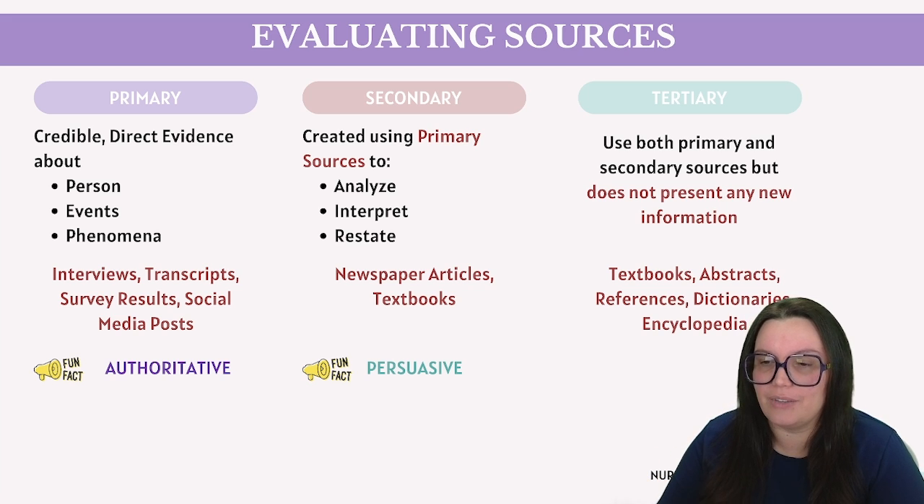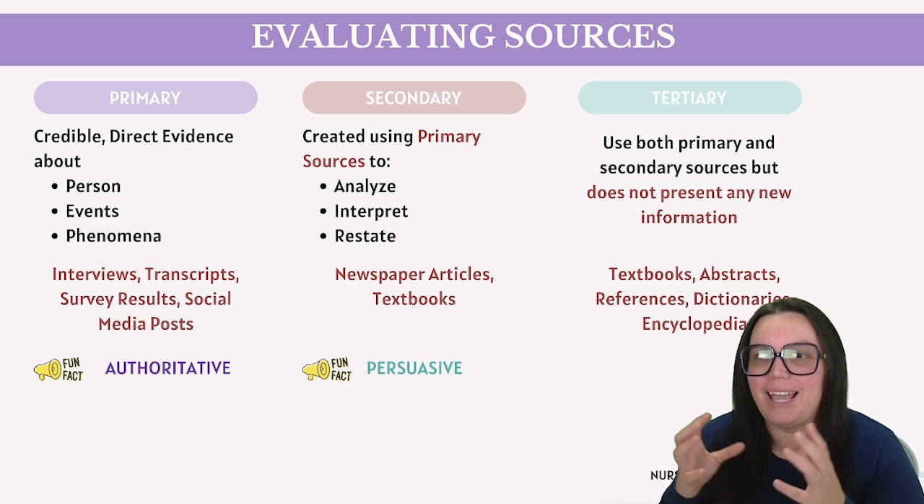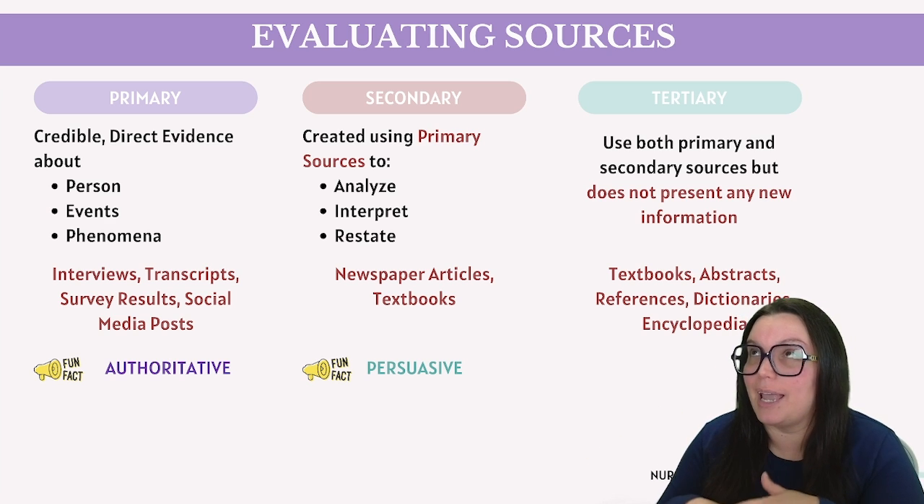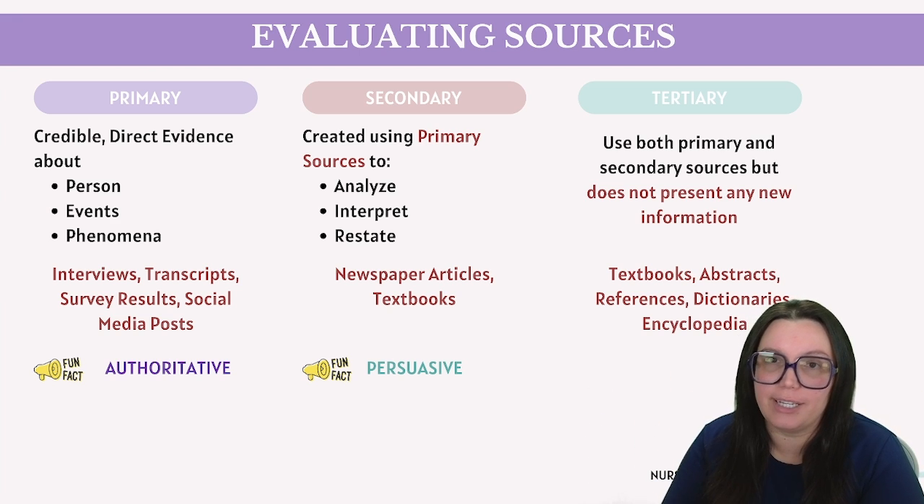Although its radioactive nature makes it a little bit difficult to handle, these sources can be anything from the time period that's being studied. So say we have a World War I soldier's journal. That's considered authoritative. It's directly from the person that experienced the events.